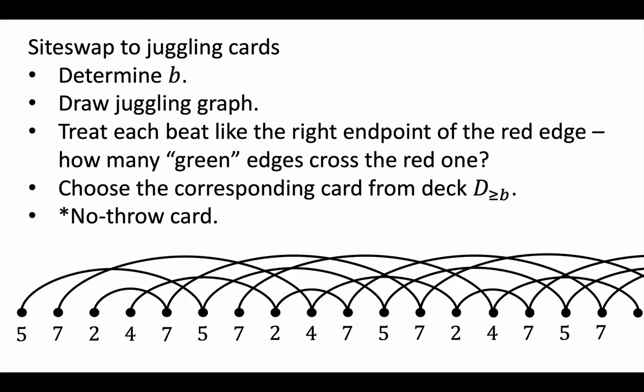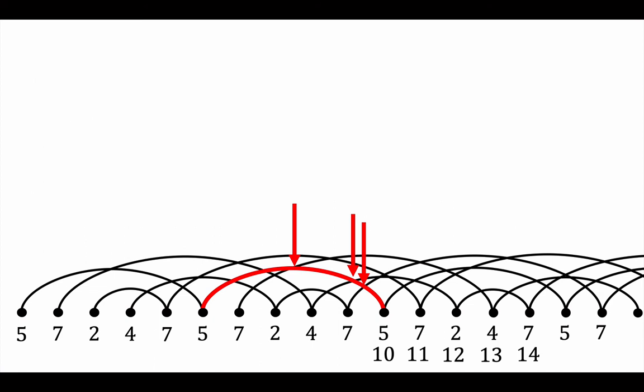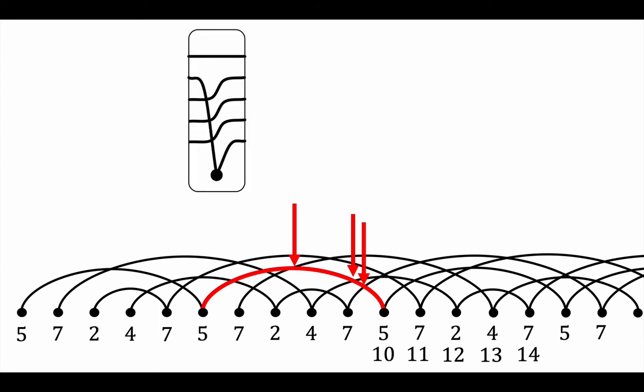We're going to look at an example that we've played with before, 5-7-2-4-7, 5-7-2-4-7. Now we need to go far enough into the graph so that all the balls are in the air. It turns out we need to make our way to the third period before that happens. So what we do is we focus on the edge coming in at beat 10, and we see how many crossings there are. Well, there are 3 crossings in this particular instance. So we're going to pull the card with 3 crossings. I'm just going to go ahead and use the deck D sub 5 because this is a 5-ball siteswap.